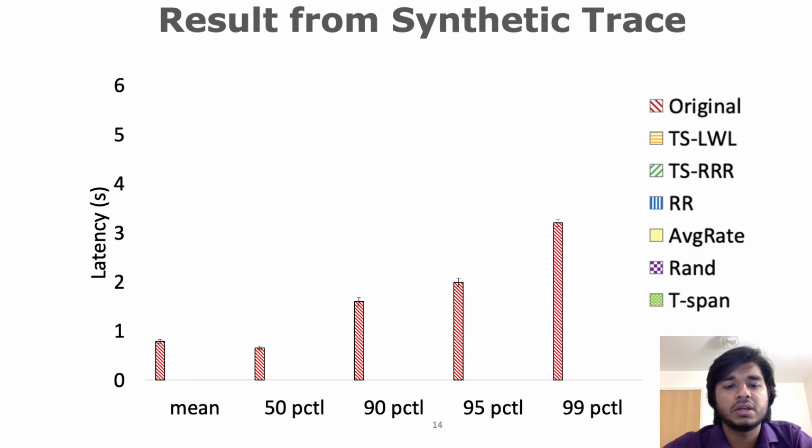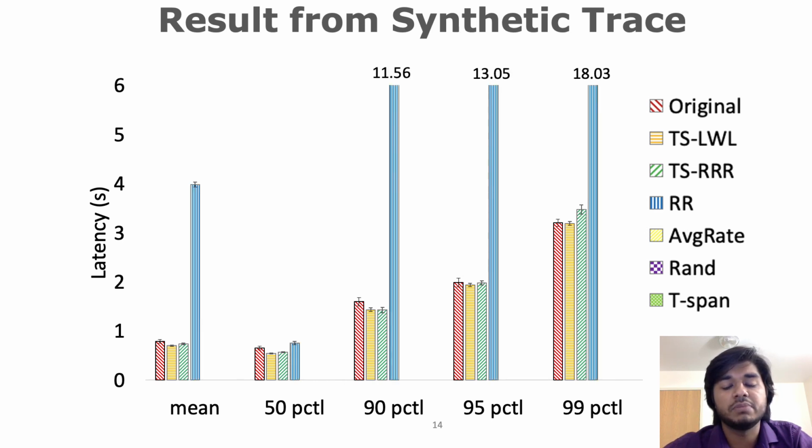Now, we show results from a synthetic trace which contains important trace characteristics such as fine-grained bursts, temporal pattern, request size variability, pattern in order of the request arrivals, etc. The arrival of requests with large request sizes follow a deterministic pattern in this trace. Again, as you see from the result, TSLWL does well in preserving the latency characteristics of the original trace, with TSRR following closely.